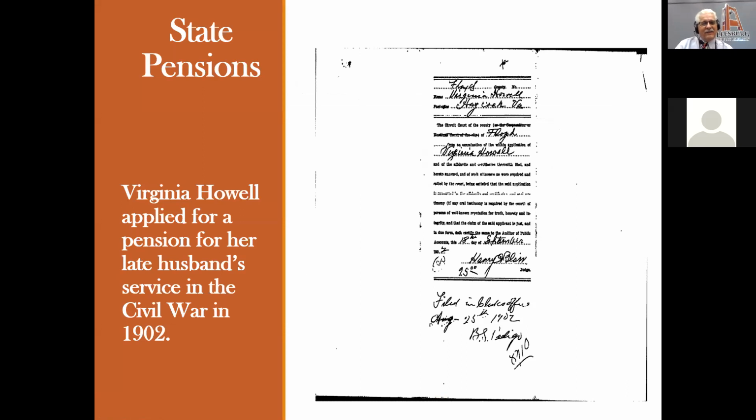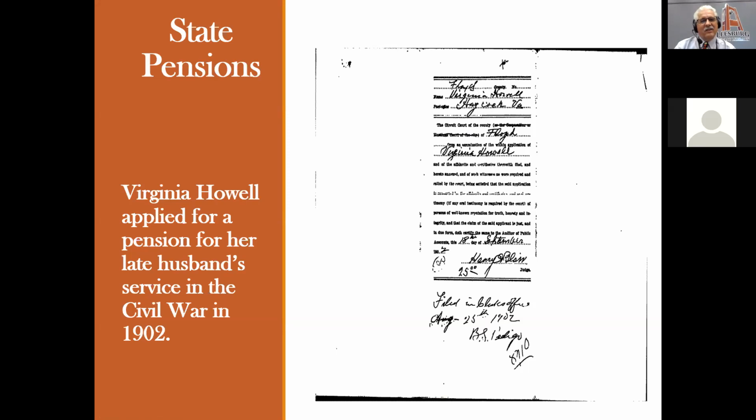Now, here's a state pension for my great grandmother, Virginia Howell, who applied for a pension for her husband's service in the Civil War after his death in 1902. And so it says she lived in Floyd County, Virginia. And she had all this paperwork, and it tells you when it was filed. And she claimed that he died of dropsy of the heart, which is an outdated medical term, but there are ways to find out what that would mean now.